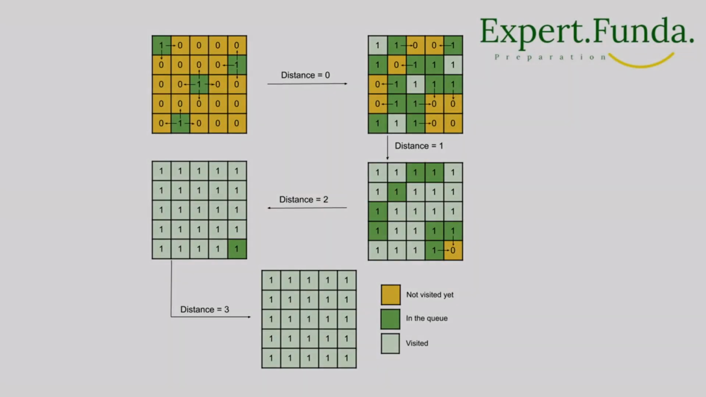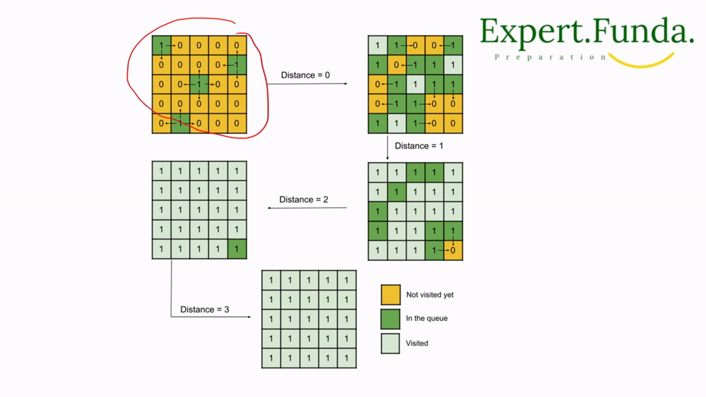So now let's understand this representation so that you can understand easily. Initially we have this matrix, and from all 1s we can iterate in each direction: left, up, down, right.